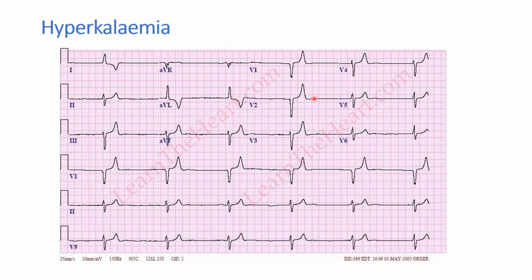In this ECG, you can see tall and peaked T waves. In other words, tall and tented T waves, because it's just like a tent. Also note that there are no P waves and a bradyarrhythmic rhythm. So it is obvious that this is an ECG of a hyperkalemic patient, and the serum potassium level may be between 6.5 to 8 milliequivalents per liter.